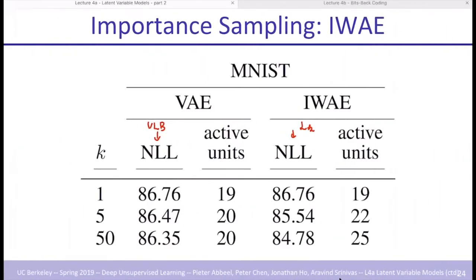The one thing to note is I'm not really sure what this means, active units. In the original lecture, it was skipped. I don't know what that means, but maybe the higher the number, the better it is. With IWAE, the network seems more active. It's in the original paper. Those of you who have the original paper from Slack, you can check that and see whether it's discussed. It's on page 6 or 7.